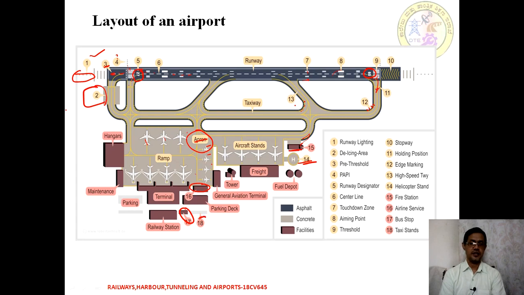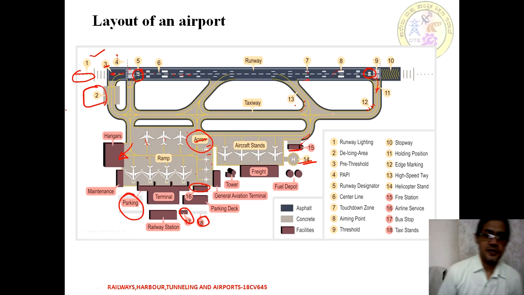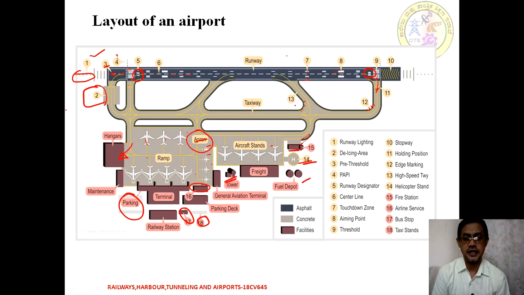Then we are going to have a taxi stand. Apart from that, after a lay down period or for any mechanical breakdown, the aircraft are moved towards the hangar for servicing, and this is the parking that is going to be provided for the passenger vehicles. Apart from that, we are also going to have a tower that is going to be called an ATC cabin or control tower, and a fuel depot.